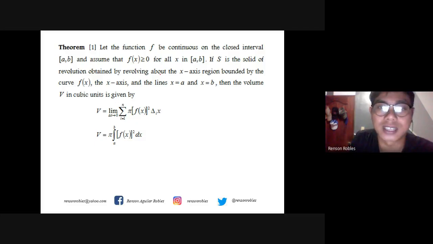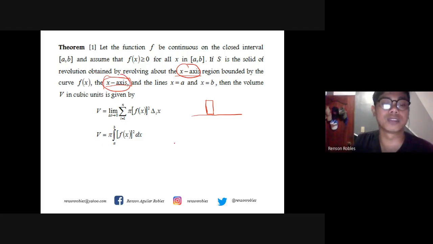You have to take note that this is the axis of revolution, and it happened to be one of the boundaries. So that's why the element will touch the axis of revolution, because again, the axis of revolution, the x-axis, is one of the boundaries.